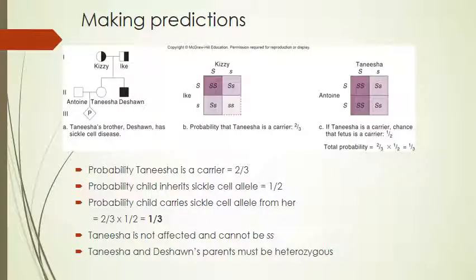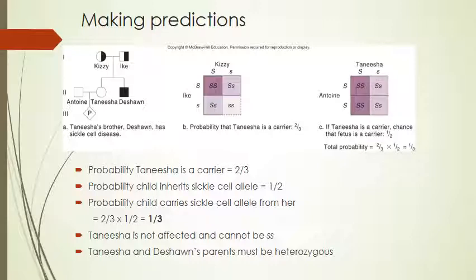Please look at this slide on making predictions. If we look at this slide, we see that Tanisha's brother, Deshaun, has sickle cell disease. If we look at A, Tanisha wonders if her fetus has inherited the sickle cell allele. First, she must calculate the chance that she is a carrier. The Punnett square in B shows that the risk is 2 in 3.